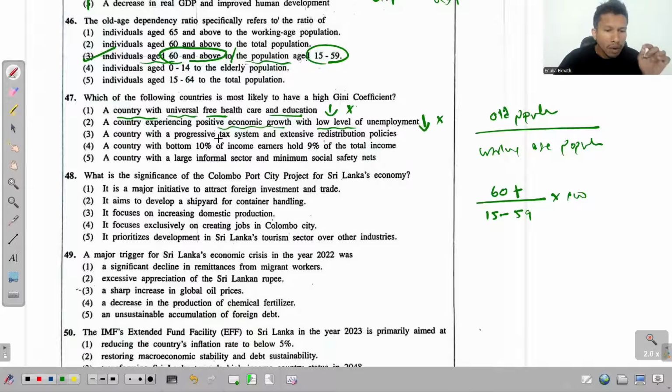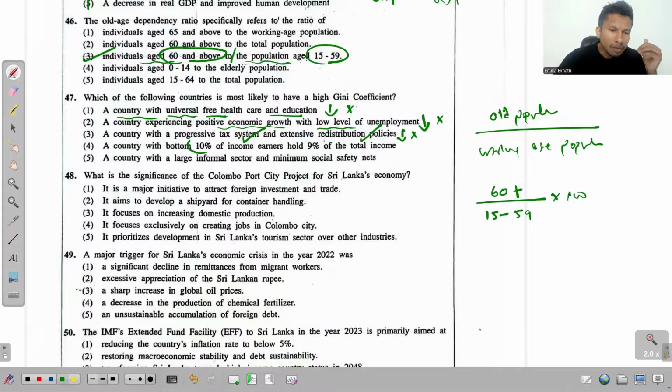A country with progressive tax system. See, a progressive tax system always reduces the inequality in income distribution. And extensive redistribution policies. Very good. Perfect. So as a result, what will happen to the inequality? Inequality decreases, Gini coefficient drops. So again, this is not the answer.